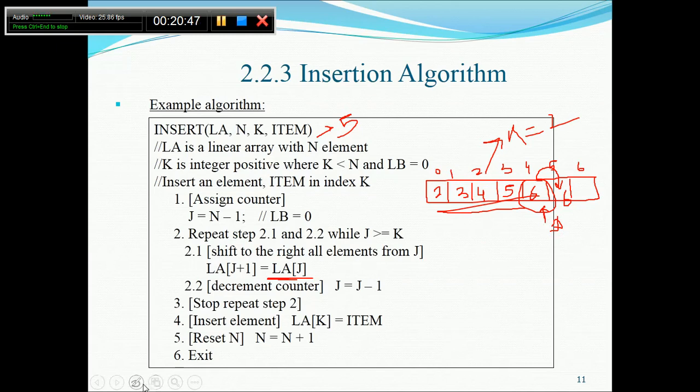I will take a different color. The j will go from here to here, and then again j is currently at 3, and 3 is greater than k, which is 2. So this value 5 will go here, and then again j will be reduced to j minus 1. It will reduce here.